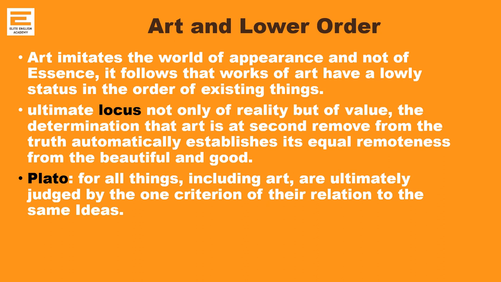Then he says something about art and the lower order. So what do we see in our life? That is not real. If you see a table, that is not real. That is the imitation. Then the ultimate locus, that is the central point, not only of reality but of value. So the determination that art is twice removed from the truth automatically establishes its equal remoteness from the beautiful and good. So whenever there is art, don't say art comes first. Never say art is the original; art is the imitation.